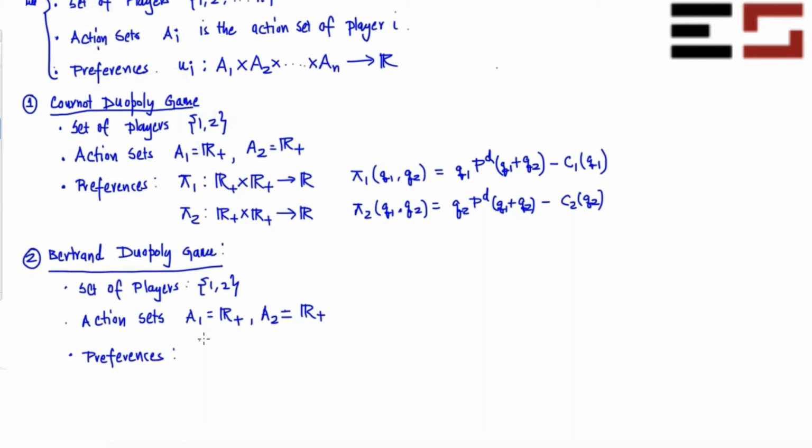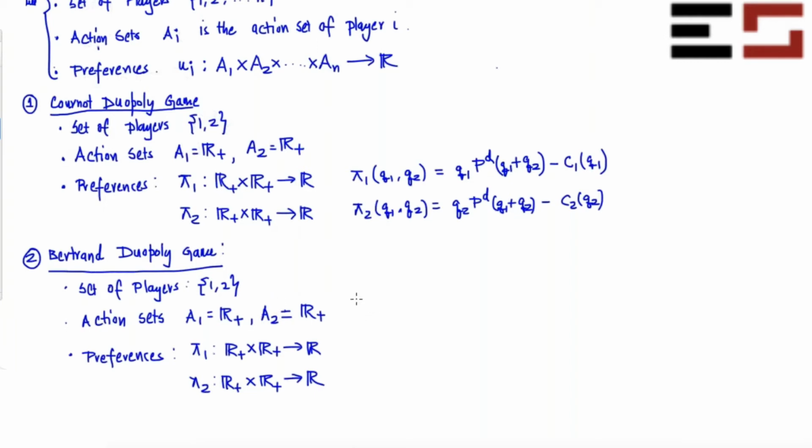So what about the preferences? Again, the preferences will be determined by the profits. Profit will be a function from the set of actions that player one can take, then the set of actions that player two can take, to the real line. Similarly, pi 2 will be a function from R plus cross R plus to the real line. Now, what will be given to you in this problem? Obviously, you'll be given the cost function of each firm. You'll also be given the demand function.